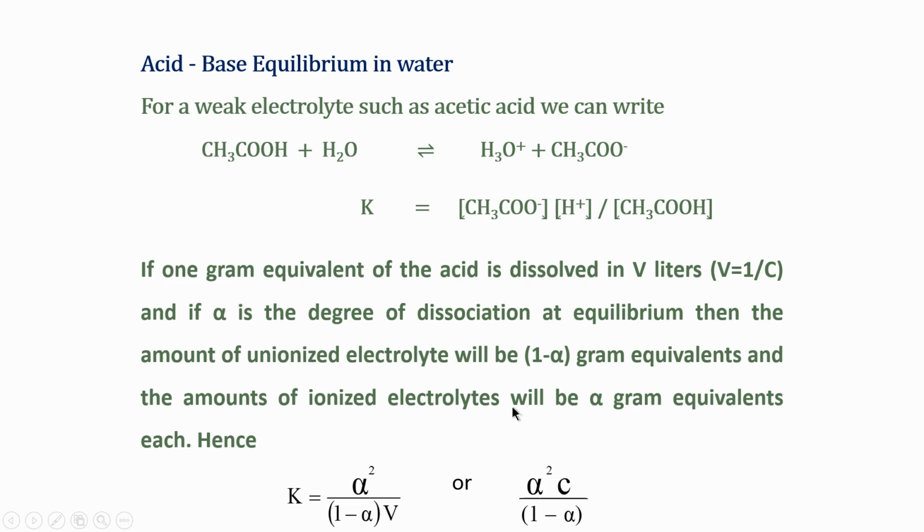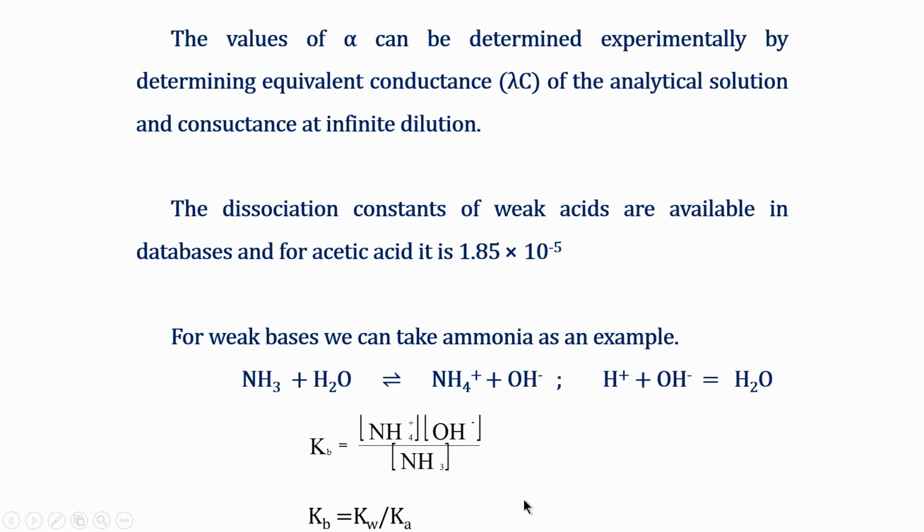So, the amount of ionized electrolyte will be alpha gram. So, I can write this is alpha, and this is alpha. Okay. So, the product of the two concentrations, alpha into alpha is alpha square, divided by 1 minus alpha, multiplied by 1 divided by V. So, or I can say K is alpha square C divided by 1 minus alpha. So, this is the mathematical expression for weak acids.